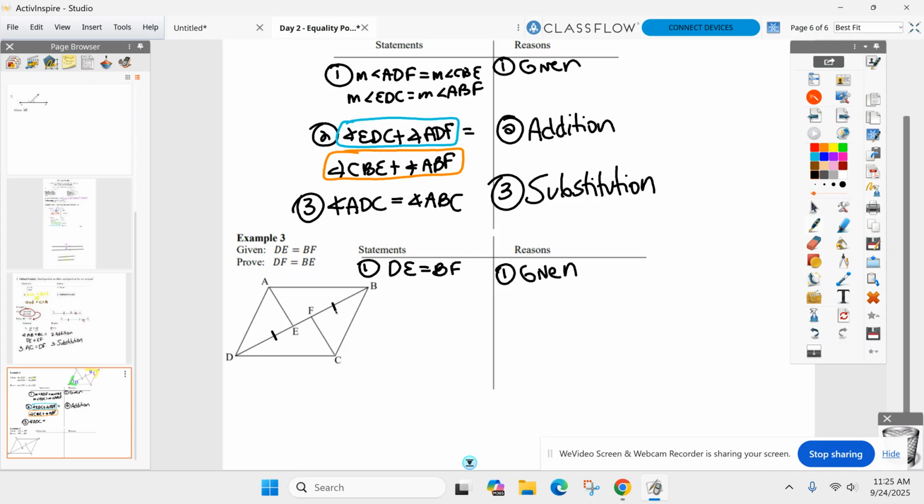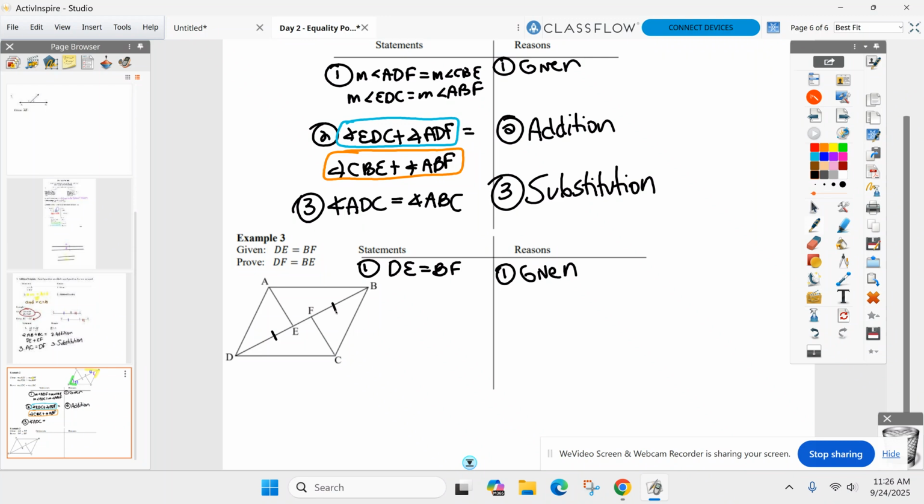Ooh, problem. We didn't have this problem last time. How many pairs do you need to add? 2. Oh, how many did I give you? Only 1. So we cannot add in step 2. Okay, we are not ready to add. We don't have enough information to add because I only have 1 pair.